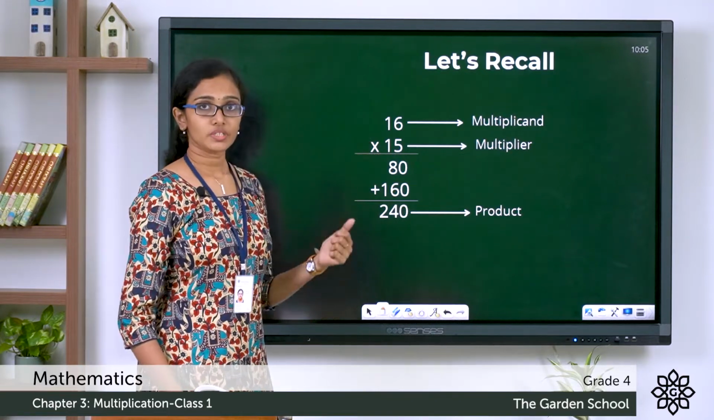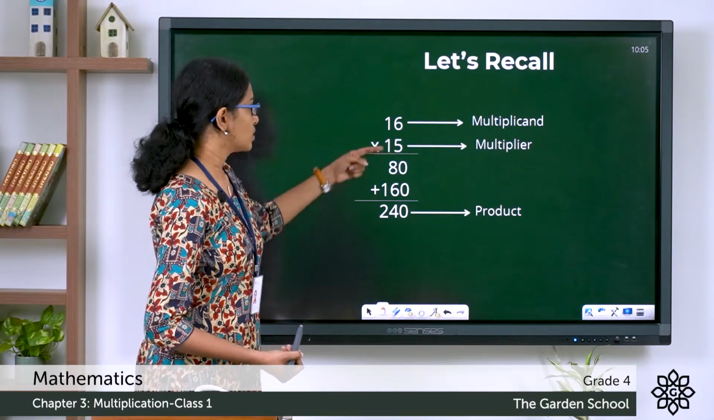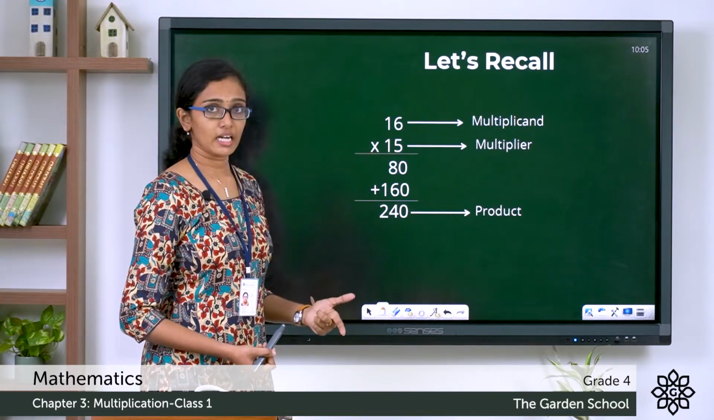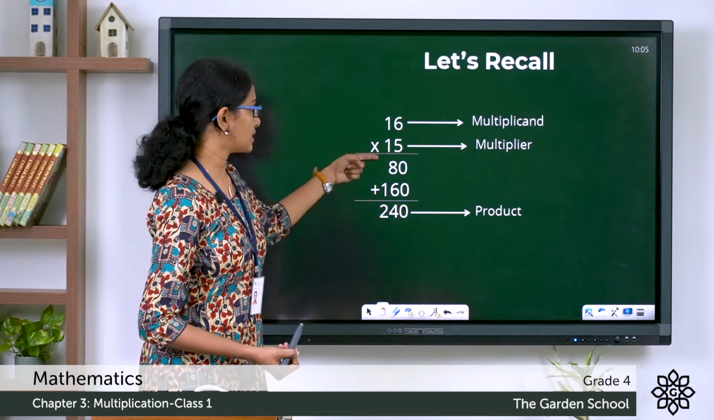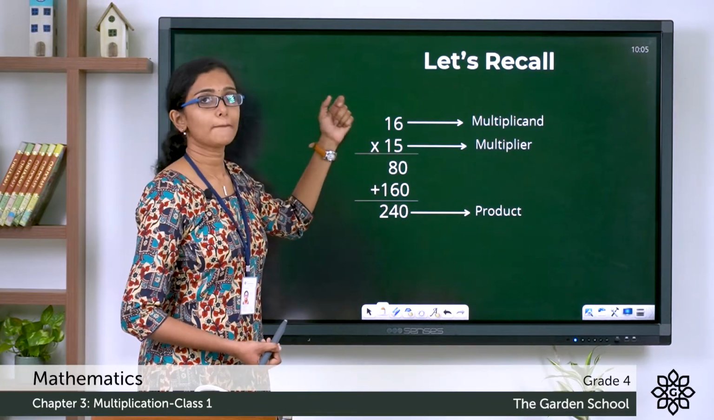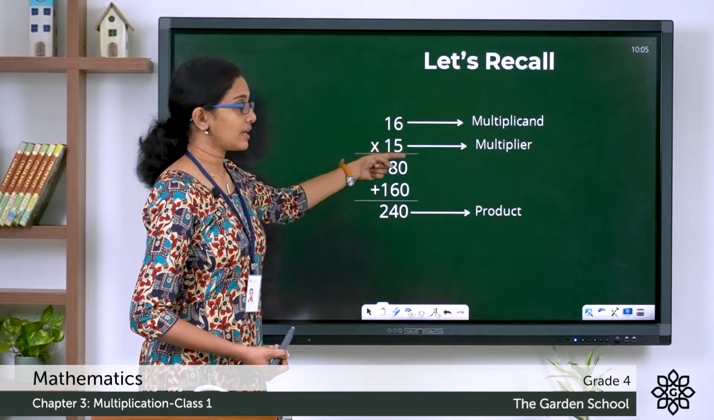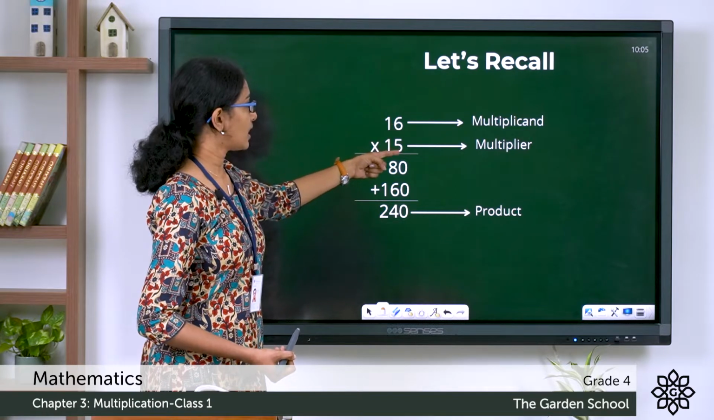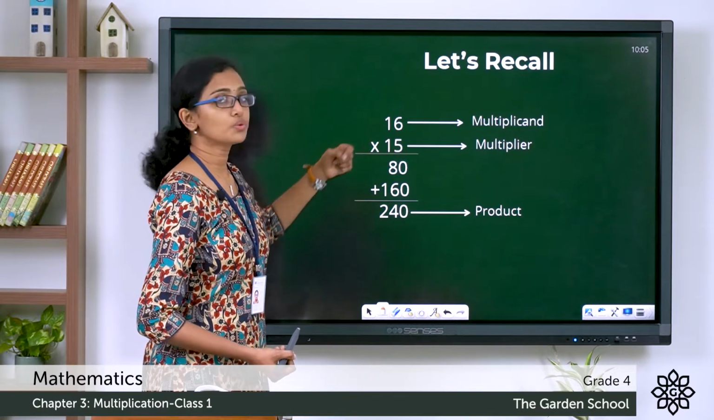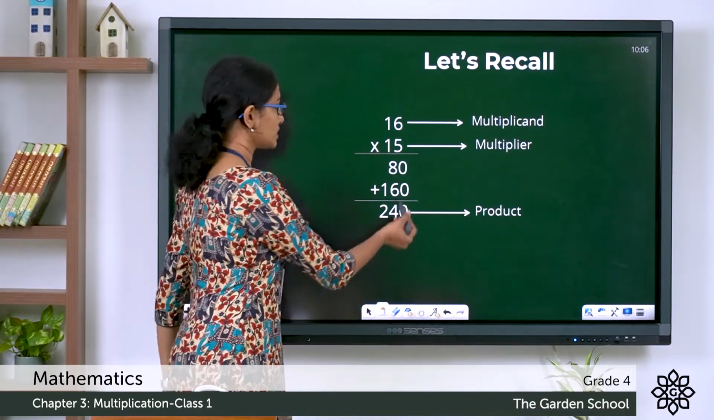Where do we start? We start with the ones like in the case of addition as well as subtraction. So, here the place value of the digits of the multiplier is multiplied with each digit of the multiplicand. So here 5 ones are multiplied with 6 ones. Now 5 ones into 1 tens. There we get the first product which is 80.